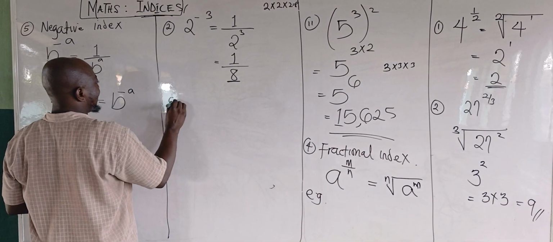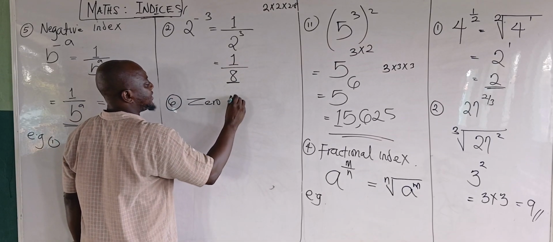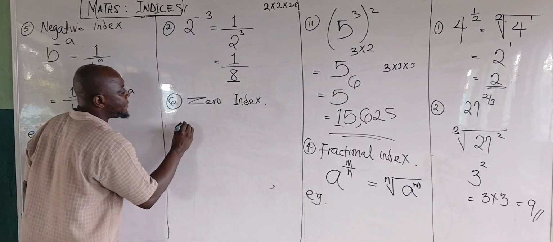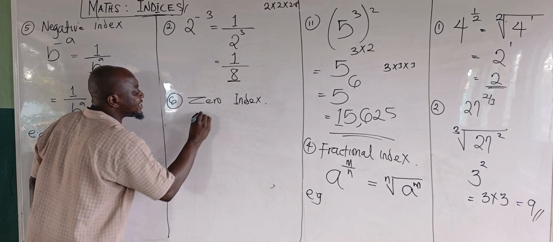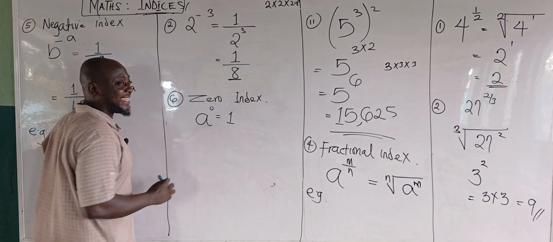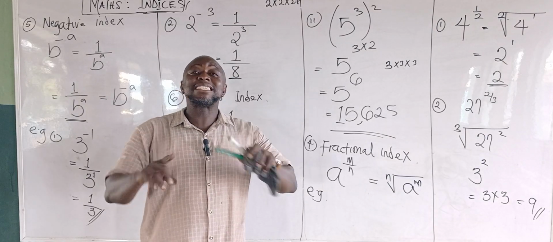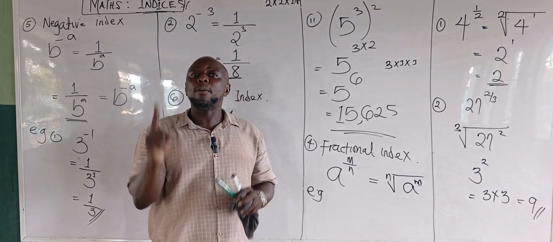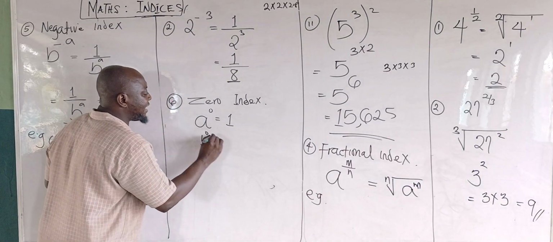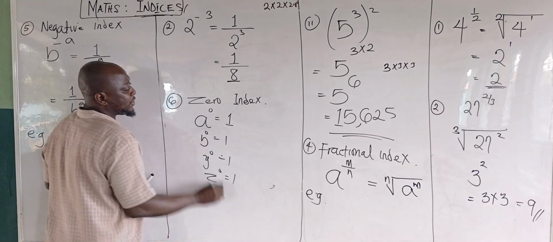Number 6 is called the zero index. What does that mean? It means that if I have any letter raised to the power of 0, I must have 1. Any number or letter raised to the power of 0 must give me 1. So if I have B here, I'll have 1. Y here, I'll have 1. Z here, I'll have 1.